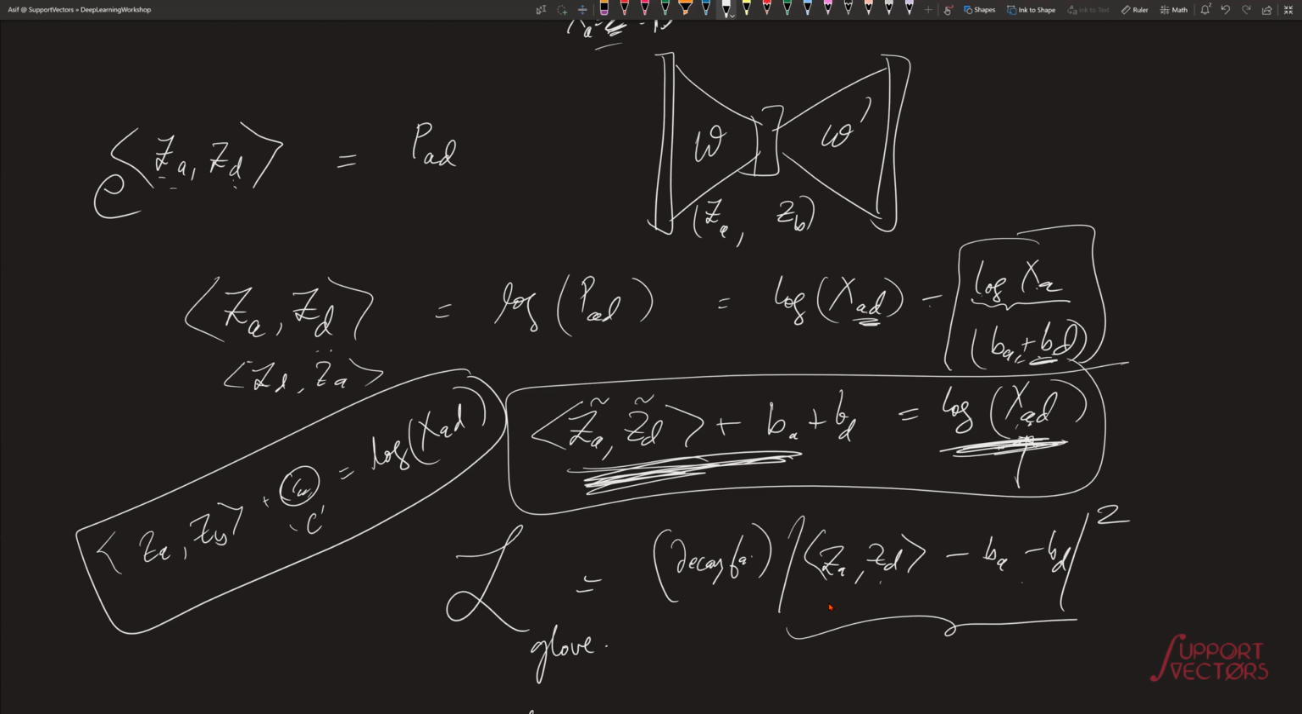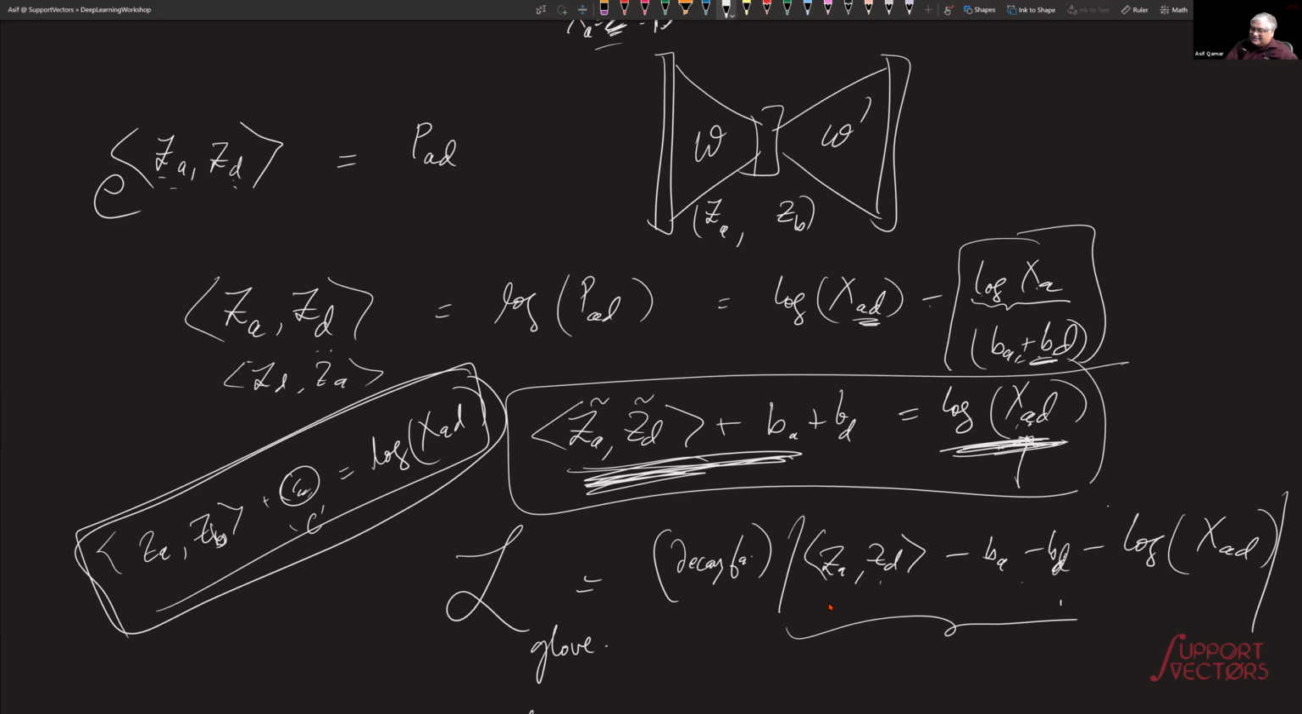But you see that this is very intuitive, isn't it? It makes total sense. The dot product should be somehow related to the co-occurrence. And so you come up with the word embeddings, which is the GloVe word embedding. That's all it is. So the loss function should be ZA·ZD minus log X_AD, squared. Oh my goodness, you absolutely are right. Thank you for catching that. Square is the gap between these two.